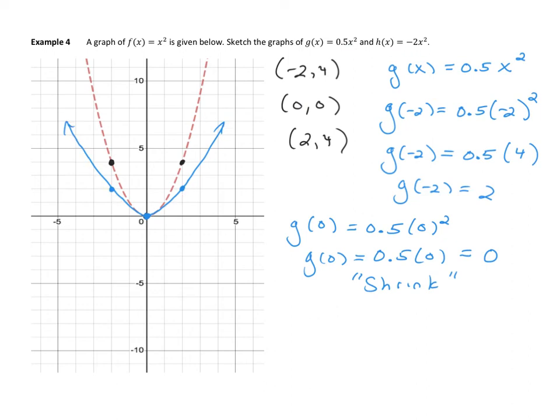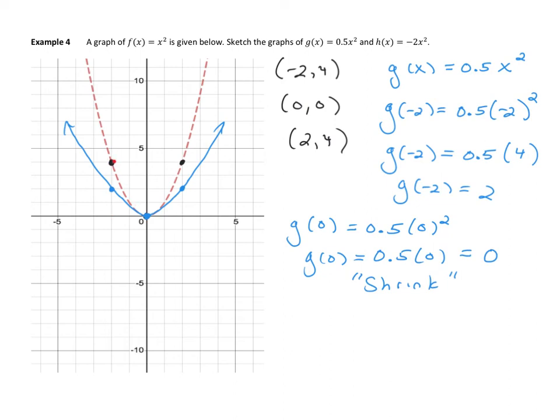Well, what about h of x? What happens here? One thing to think about is, okay, this time I'm multiplying by 2 instead of multiplying by half. I'm thinking we're going to double the y values. So it's not going to shrink, but maybe it'll stretch. But we also have this negative, so that will have an effect as well.